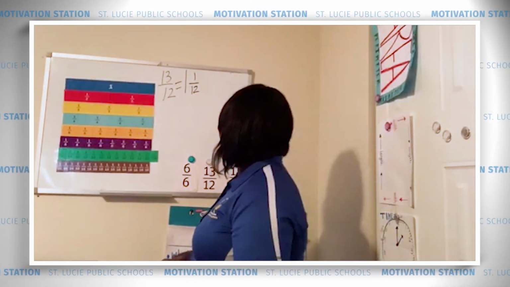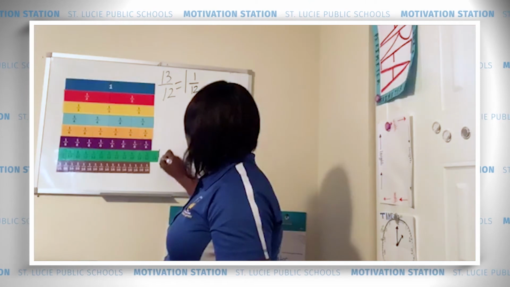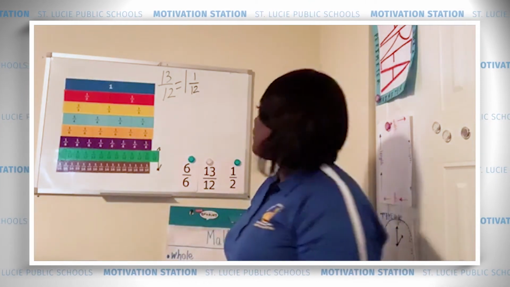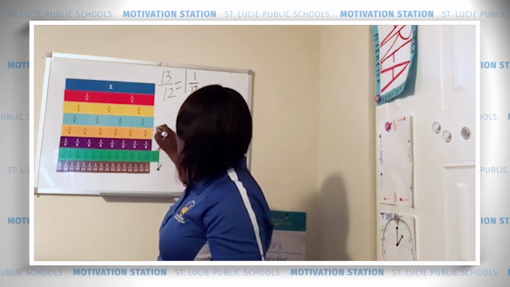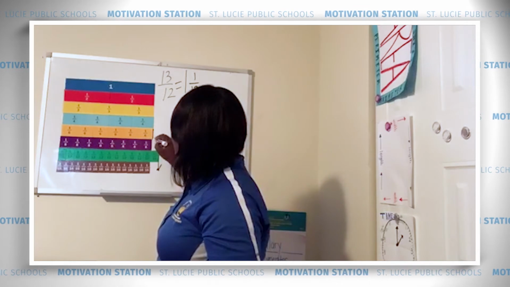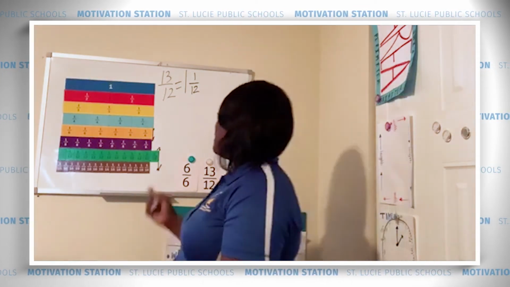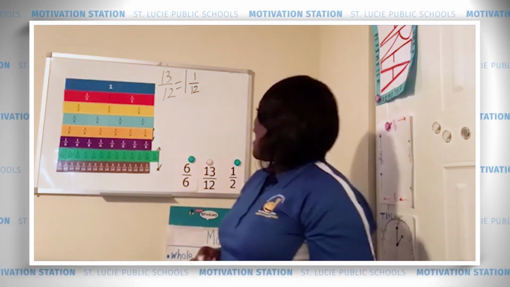That's a pretty large amount. Let's take a look at 6/6. So 13 12ths comes out to right here. Let's take a look at 6/6. 1 6, 2 6, 3 6, 4 6, 5 6, 6 6. 6/6 is the same length as my whole. 13 12ths comes out to here, and 6/6 is the same length as the one whole.